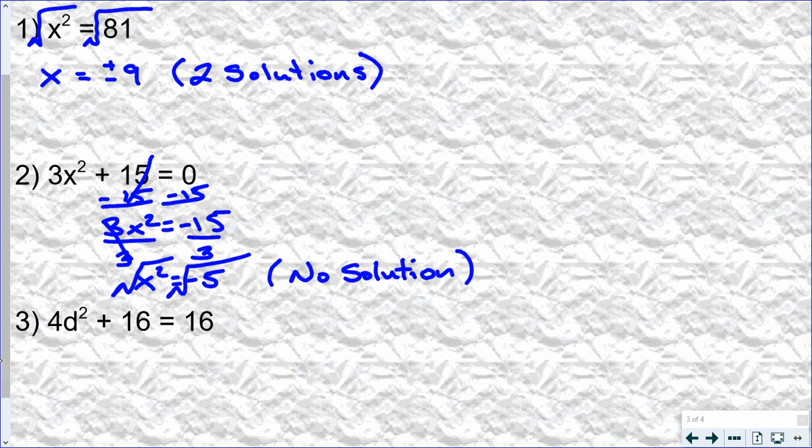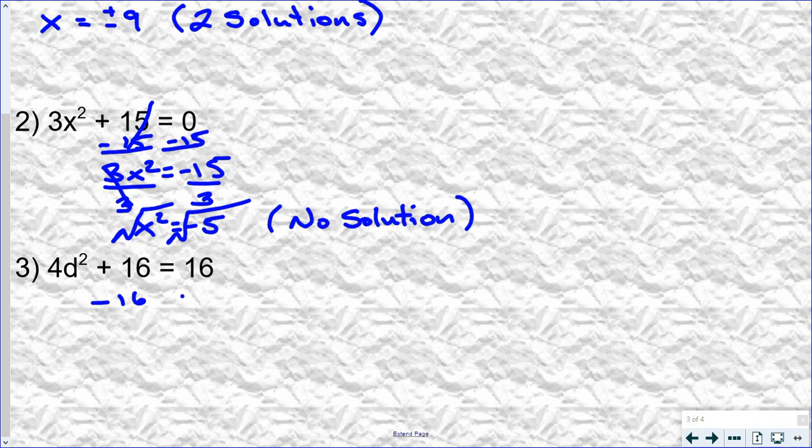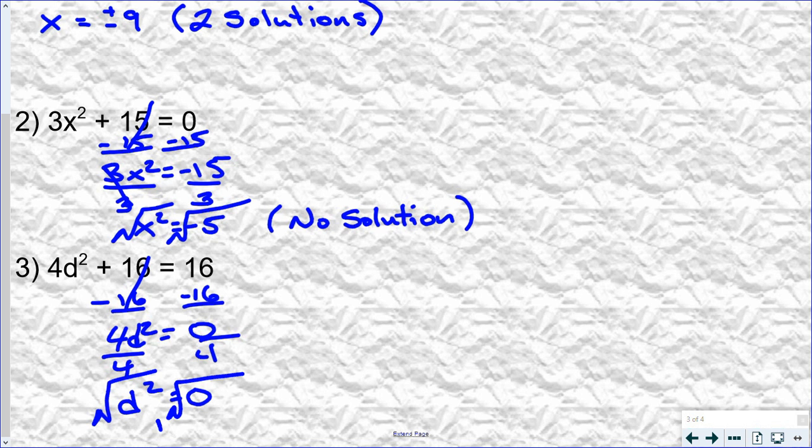All right, so let's look at another one of these. We're going to subtract 16 from both sides. You might be able to see where this is headed. 4d squared equals 0, divide by 4. d squared equals 0. Take the square root of both sides and you get d equals 0. So this is an example of one with one solution. That tells you that the vertex is actually at the origin.